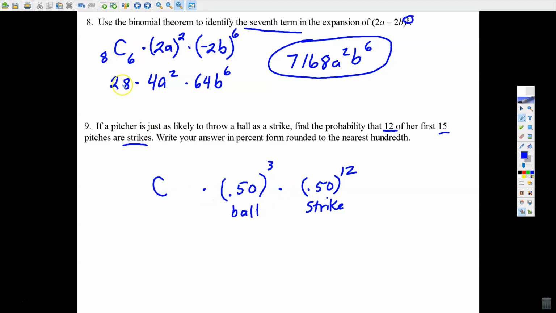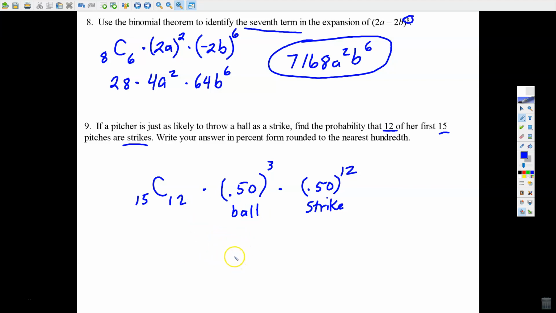And the combination factor, once again, remember that these two exponents added up should be on the left of C, just like they were up here. 2 plus 6 is 8. 3 plus 12 is 15. And the number to the right of C should match the second exponent. And now you're ready to go to your calculator.